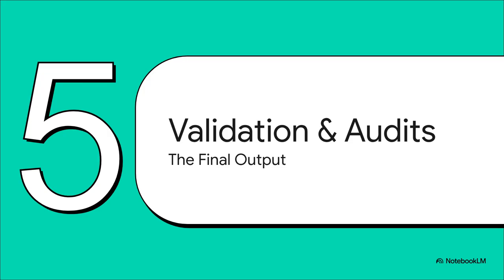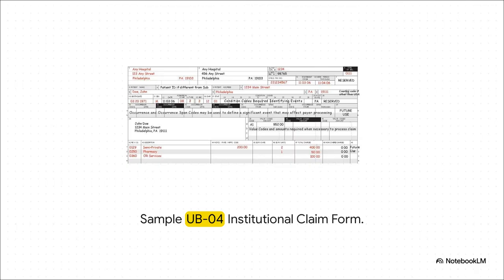Finally, Section 5, Claim Validation and Audits, the final output. So where does all this meticulously gathered data go? The principal diagnosis, the surgical procedures, those POA flags, the discharge status, it all ultimately lives right here on the standard institutional claim form. You might know it as the UB04 or its electronic equivalent, the 837I. As you can see, the form requires specific fields for every single detail we've just talked about.